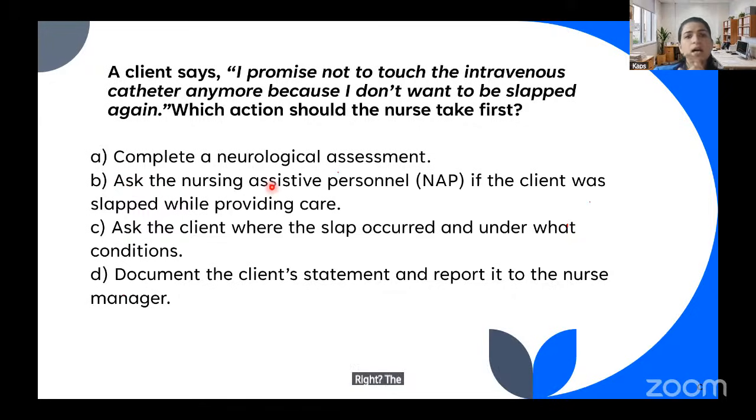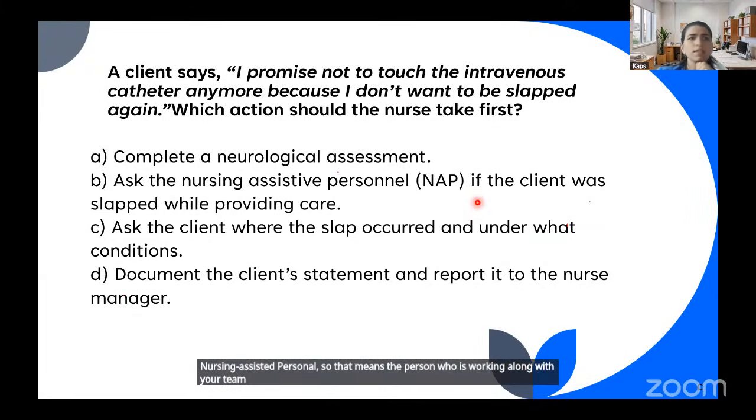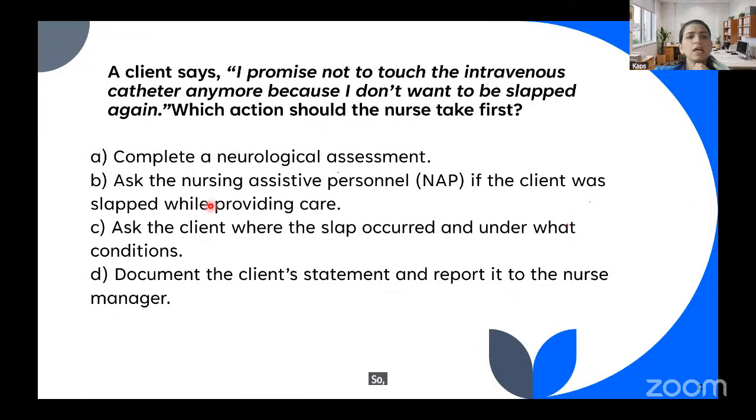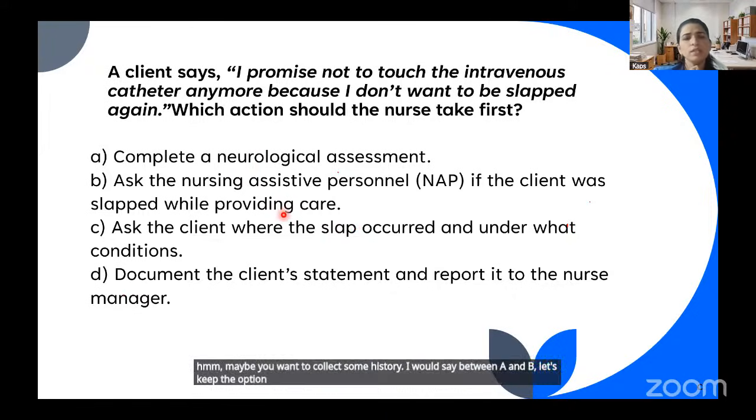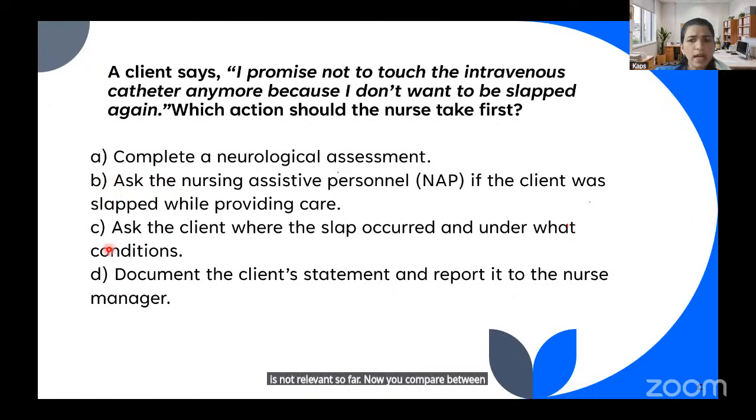B says ask the nursing assistive personnel. That means the person who is working along with your team with this patient. So ask this person if the client was slapped while providing care. Maybe you want to collect some history. Between A and B, let's keep option B because it sounds a little bit relevant so far. A is not relevant so far. Now you compare B and C. C says, ask the client where the slap occurred and under what conditions, right?